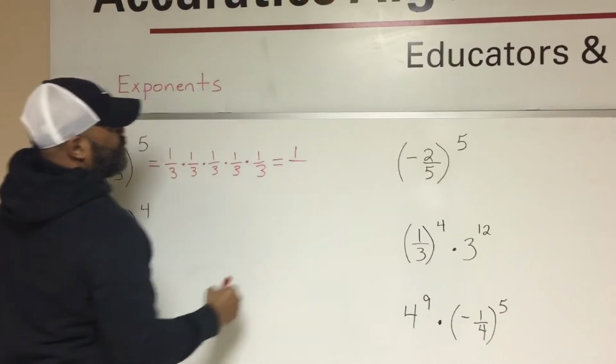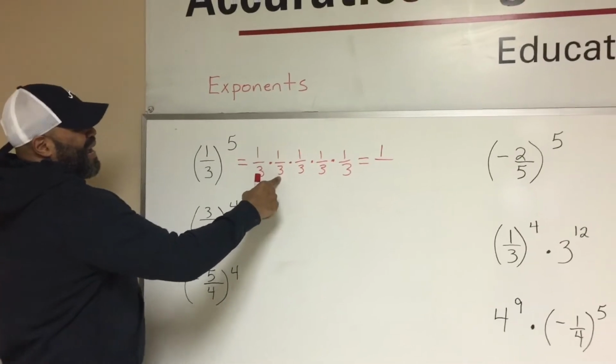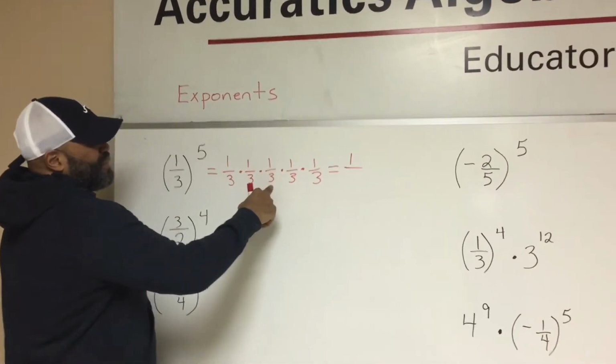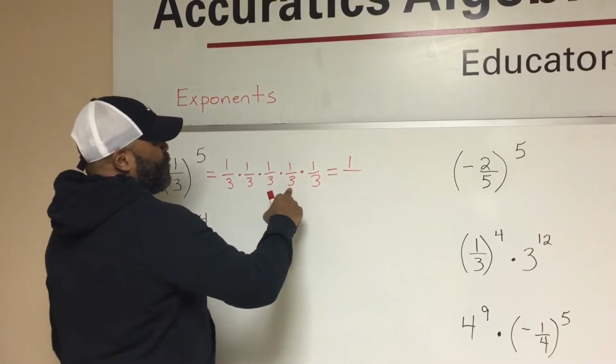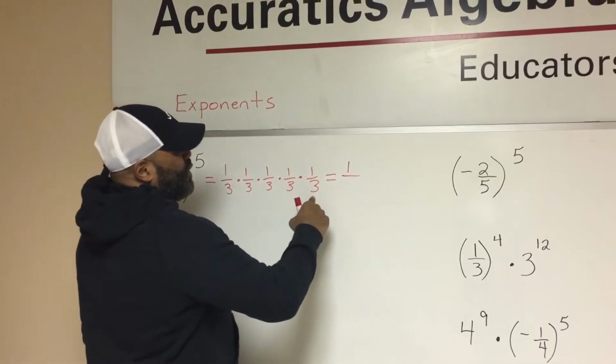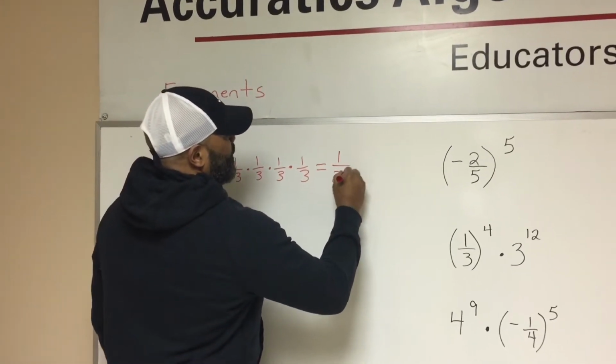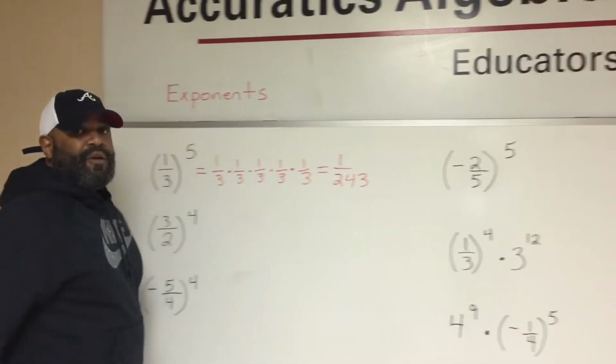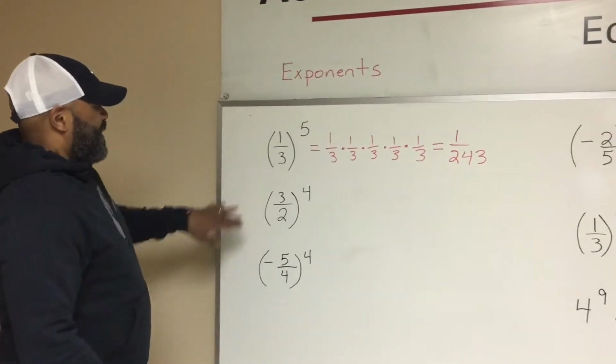1 is in the numerator. 3 times 3, 9. 9 times 3, 27. 27 times 3, 81. 81 times 3, 243. That is your answer. Any questions? I didn't think so. Next problem.